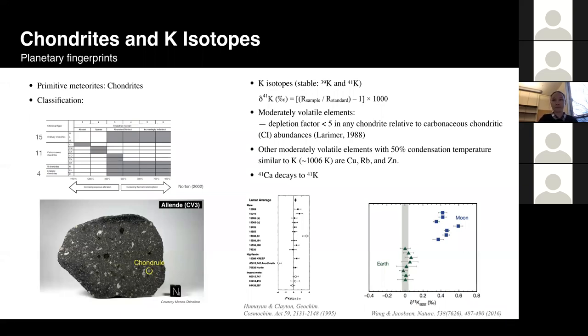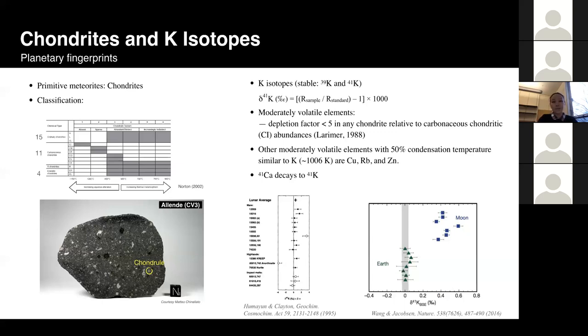Potassium isotope fractionations were believed to be direct results from thermal events in the solar nebula or during the giant impact moon formation. Two examples shown here are from the Humayun and Clayton study, and also one from Jacobsen in 2016. Understanding what mechanism causes potassium isotope fractionation could possibly tell us why volatiles are depleted in many planetary bodies.